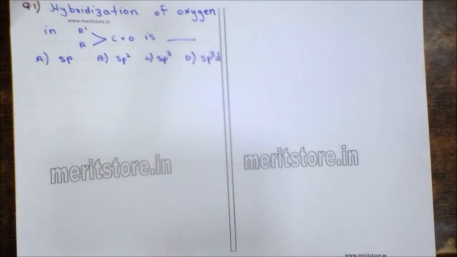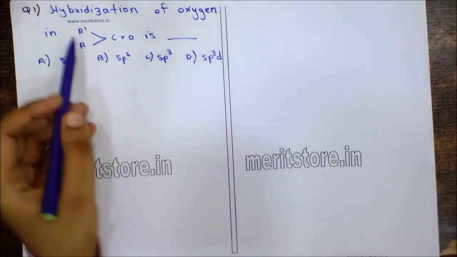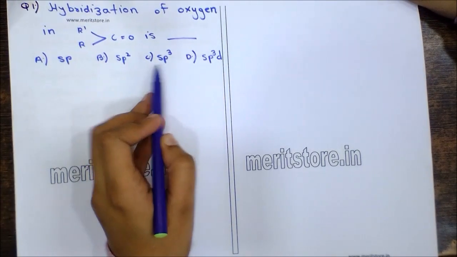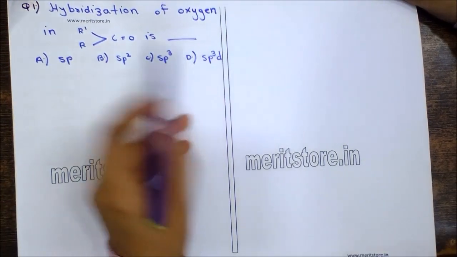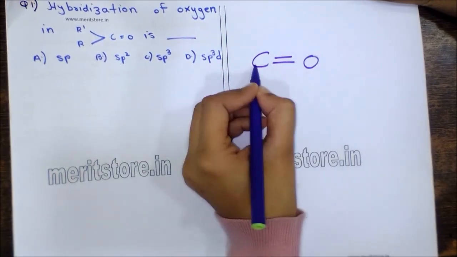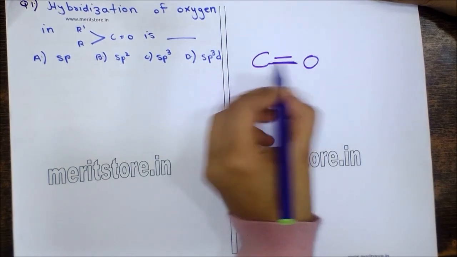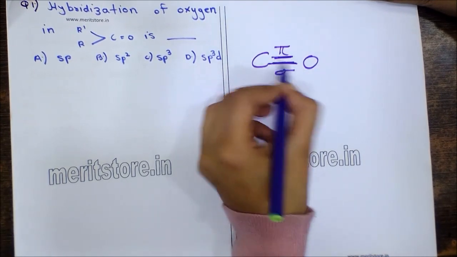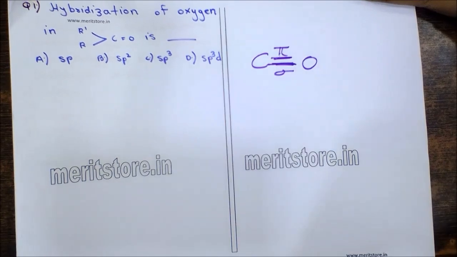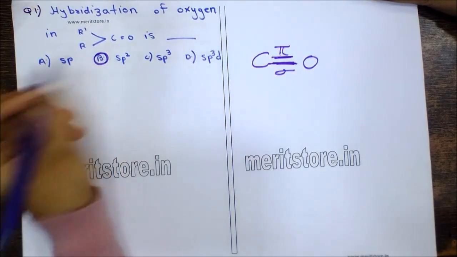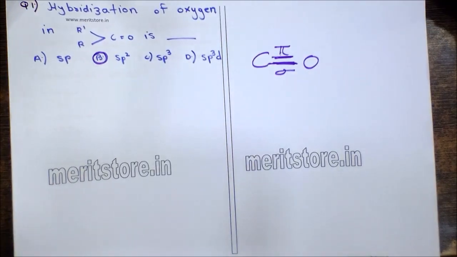Question 1. Hybridization of oxygen in this is dash: A. sp, B. sp2, C. sp3, D. sp3d. Over here we see the oxygen is connected by a double bond with carbon. From this, one bond is the sigma bond and another bond is the pi bond. There are two bonds, it's a double bond. Therefore, the hybridization will be sp2 hybridization. Option B, sp2 hybridization, is the correct answer.